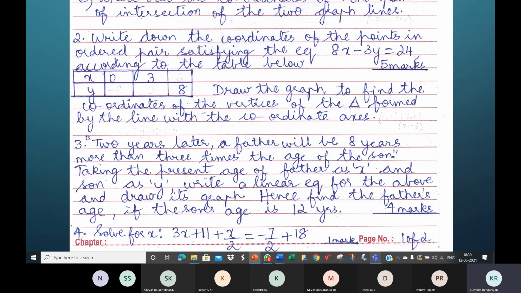No, here you're asked to make the graph, right? Oh, I thought you had to only construct the equation. No, make a graph and find the father's age. For 3 also you have to make the graph. You'll have to construct the equation, make the graph, and find the father's age when the son's age is 12. So 2 and 3, both graphs. 15 minutes time, children. It's 6:30 now; by 6:45 you should finish both.